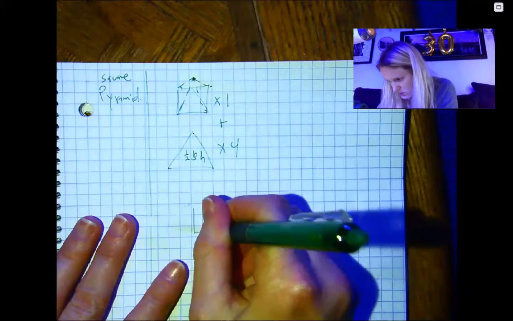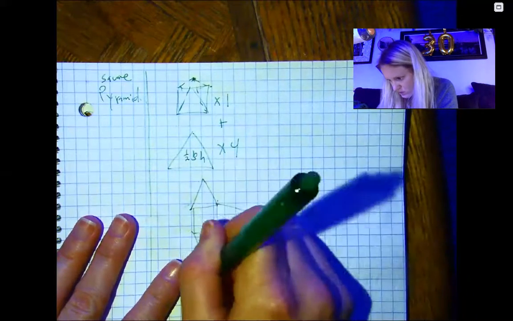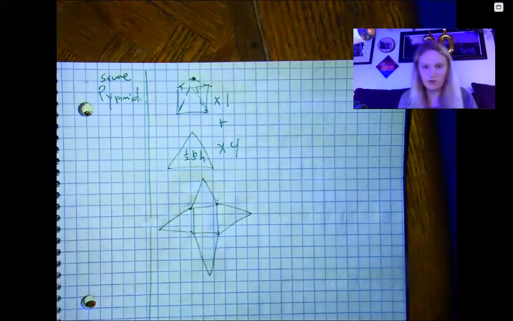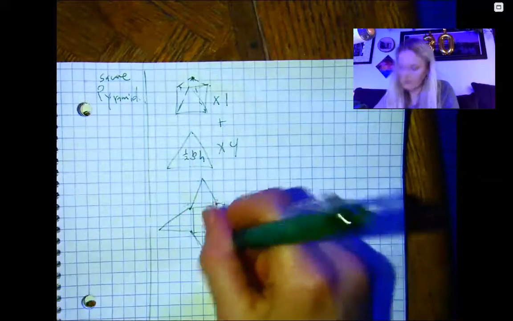So I have my square at the bottom. Then I have 1, 2, 3, 4 identical triangles. Man, good thing I'm a math teacher. My old mom, I'm an assistant principal, so.